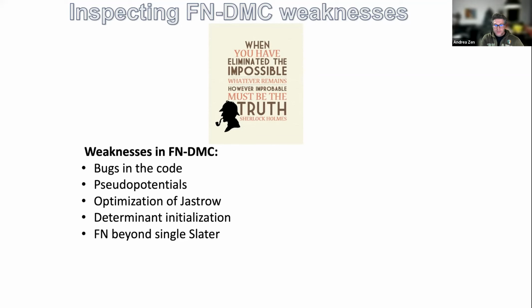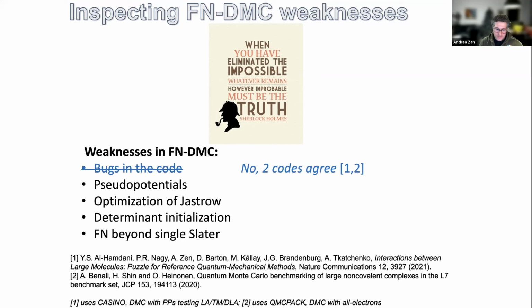One is bugs in the code, which I think is not the reason, because we have two independent predictions from two different codes. There is the paper that I mentioned, but in the same period there were also other calculations made by QMCPACK, by Anwar Benali and coworkers, and they essentially give the same numbers. I don't think it's the pseudopotential, because Anwar's calculations are with all electrons.